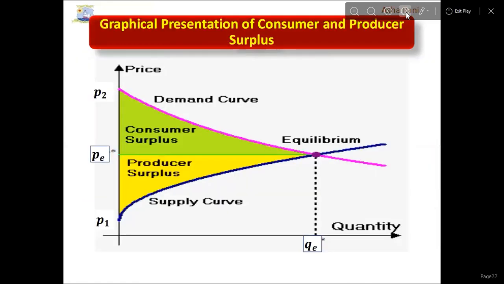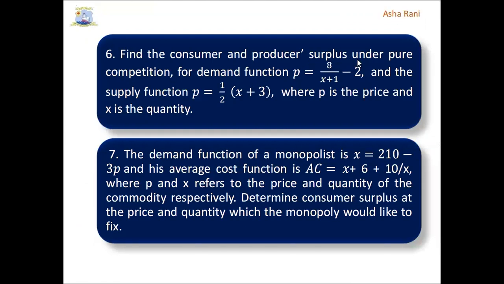Now producer surplus, you must know about this. So this is the graphical presentation of consumer producer surplus. We have used and solved some problem. So we have solved this problem in both the consumer and producer surplus under the pure competition. Demand function is this, and supply function is also this quantity.